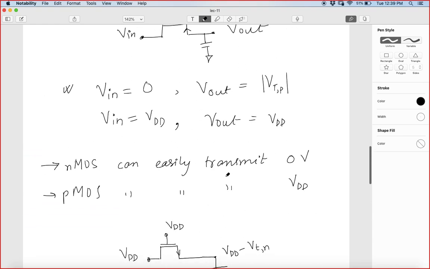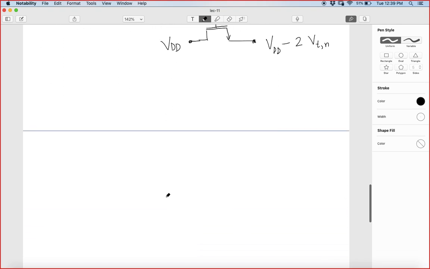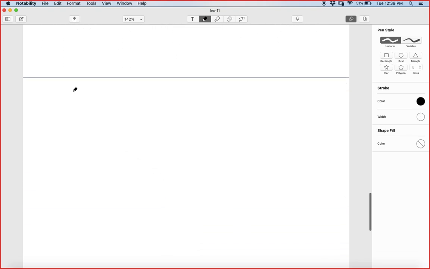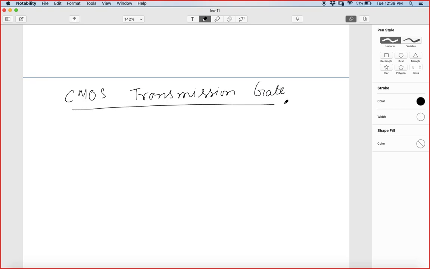So as I mentioned, we will be combining this NMOS and PMOS so that we can get a transmission gate like that. So this comes out to be the CMOS transmission gate, right?